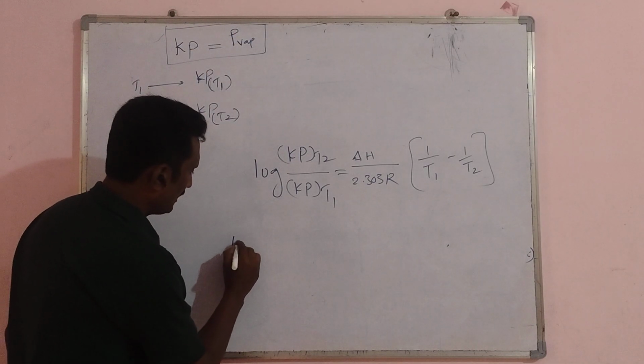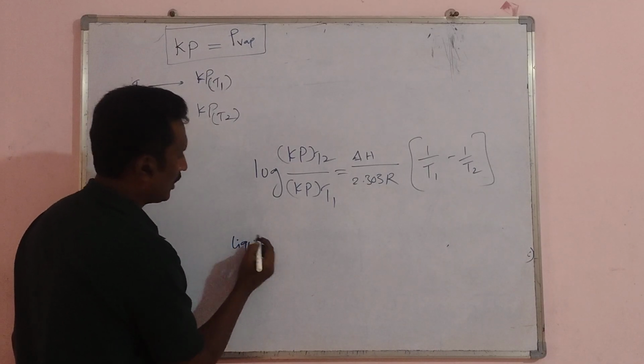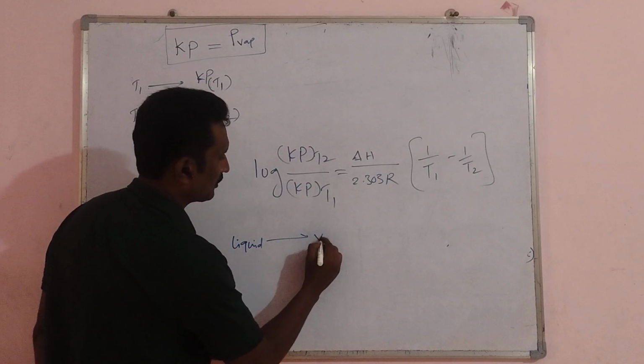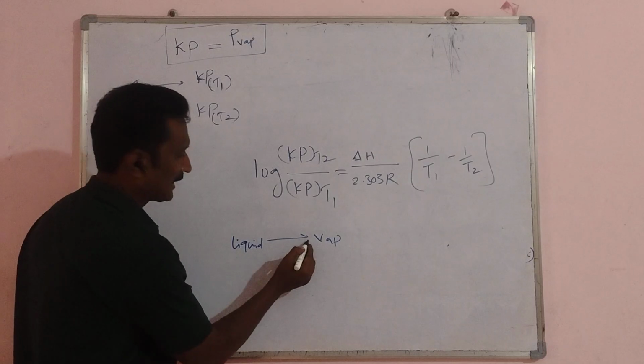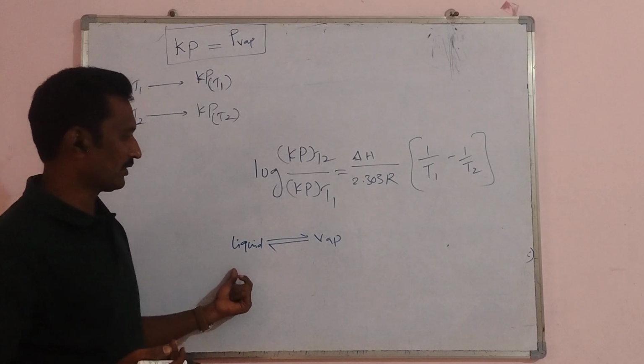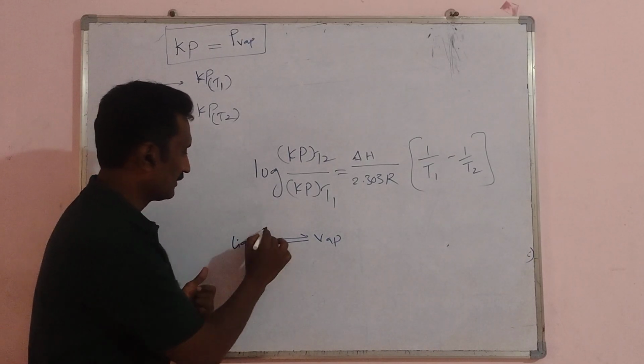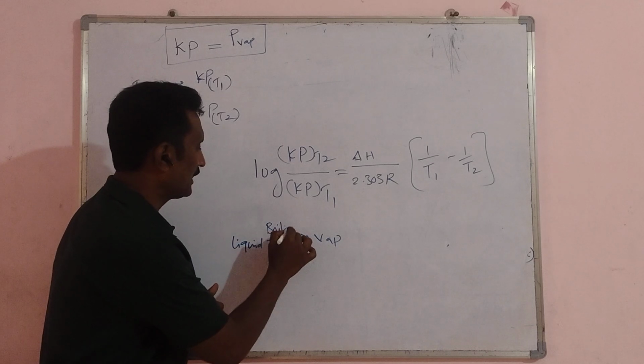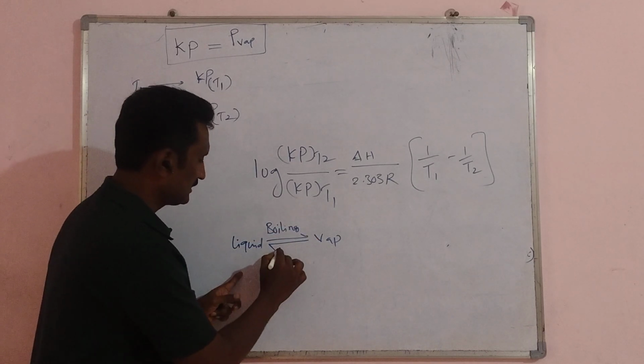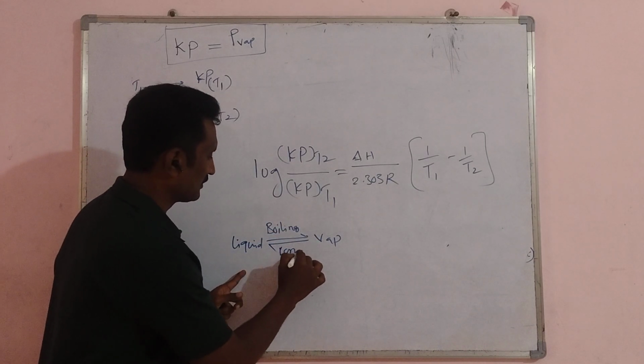Generally take a liquid. When we boil a liquid, what happens? It is converted into gas, that is, into vapors. Again, vapors are converted into liquid. The forward reaction is boiling and the backward reaction is condensation.